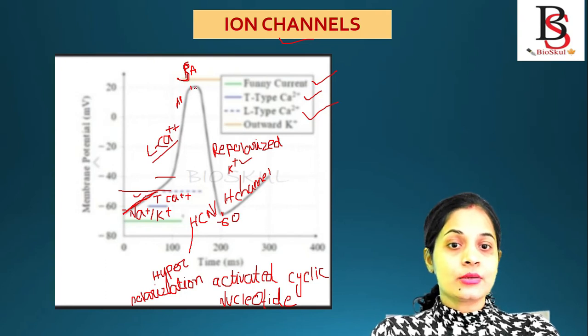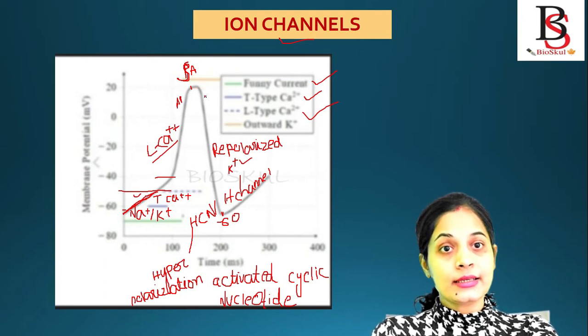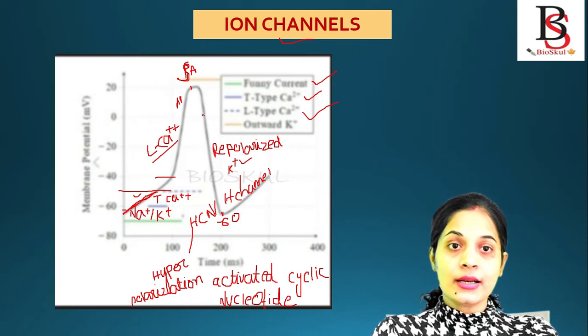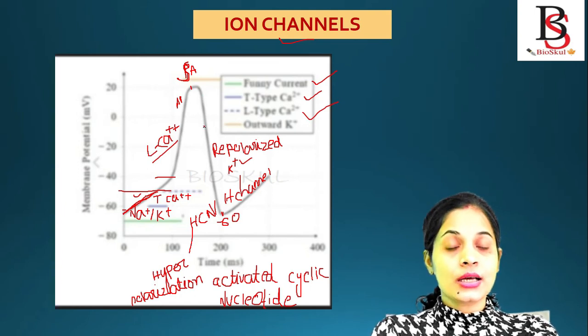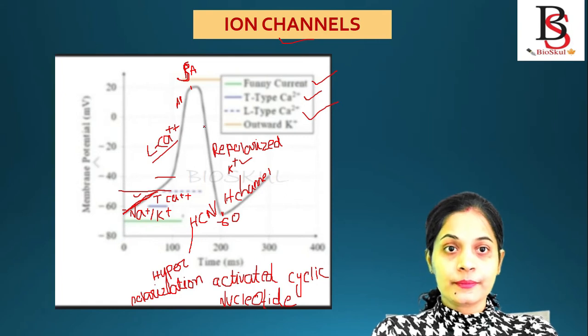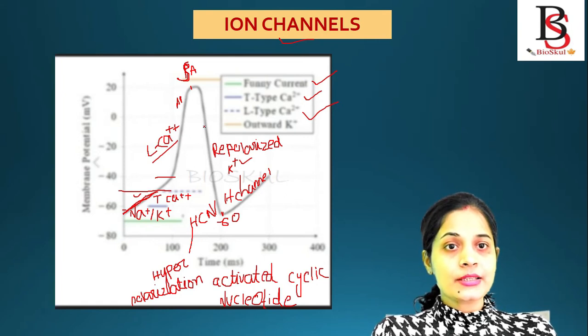and that helps the cell to reach its action potential. When it reaches the action potential, the calcium gated channel gets closed and the potassium channel gets opened, and that causes the repolarization of membrane. Okay, this is very simple.